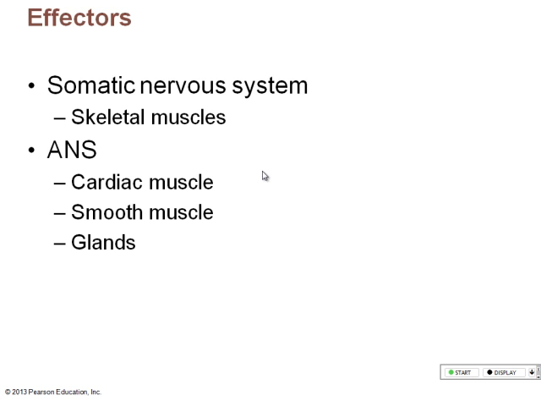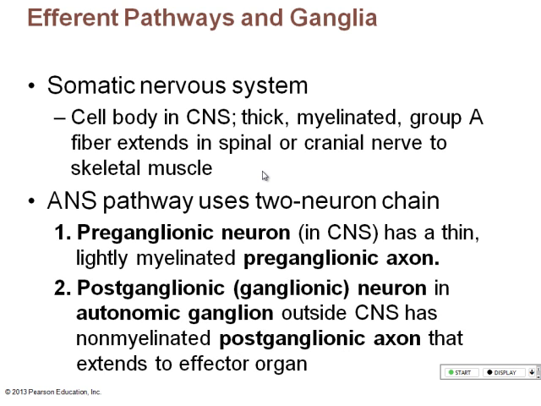So effectors. What's an effector? Something that causes an effect. Very good. Somatic nervous system affects what? Some of those skeletal muscles. Autonomic nervous system, automatic. We're talking about cardiac, smooth muscle in those internal organs, and glands.